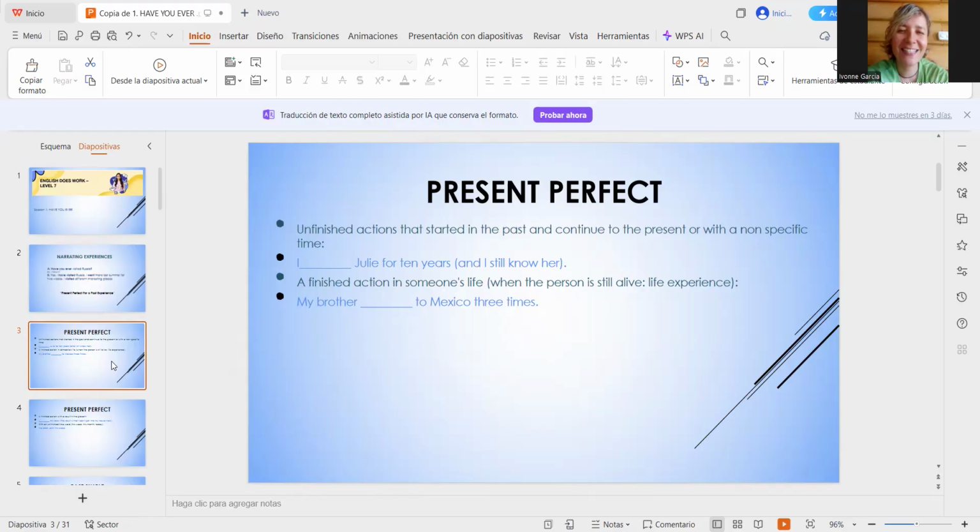Like, for instance, I had visited the ocean many times in my life because I love the ocean. And that could be, let's say, an unfinished action, because it's something I will do, I will keep doing, right? So here we have an example.